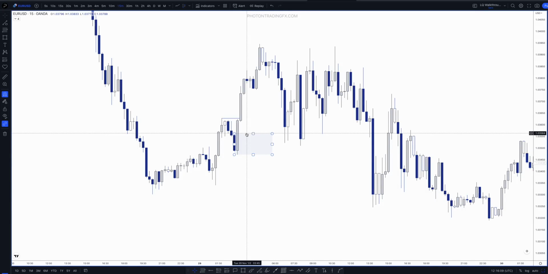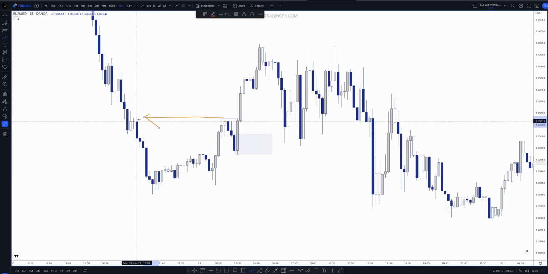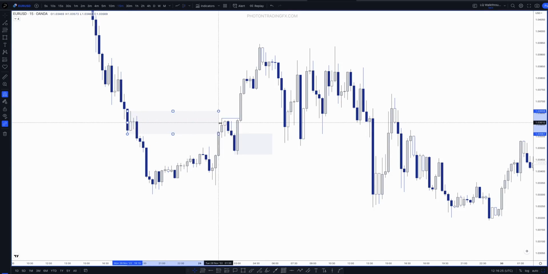Now, what do we do to see if it's a flip zone? Well, we look left from where the reaction started, right? This is where the pullback of the zone started. And we look left, and is there any unmitigated zone that it's reacting from? As we can see, we have this level here, and you can take it from the low to the high, so you get the buy to sell pivot, or you can refine it a little bit more to that. And as we can see, price traded into it.